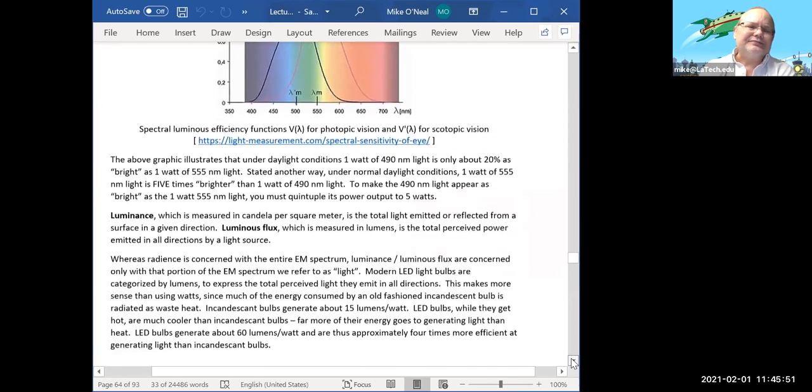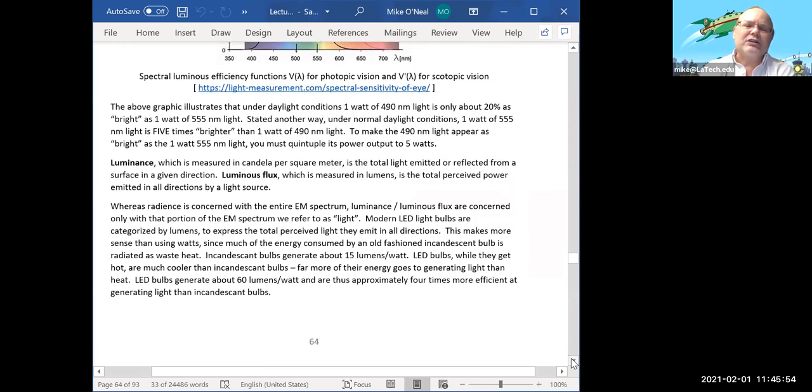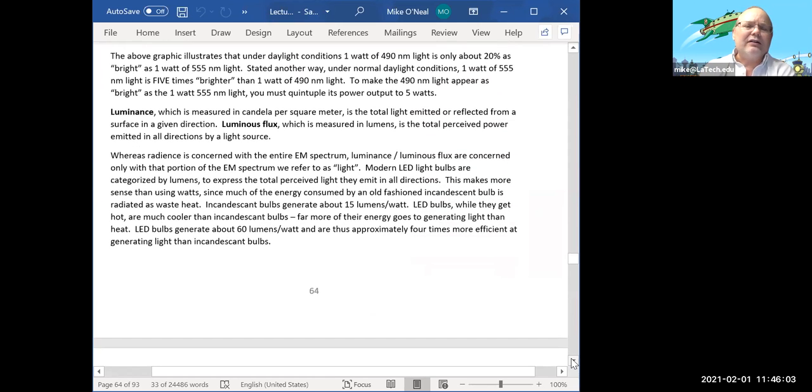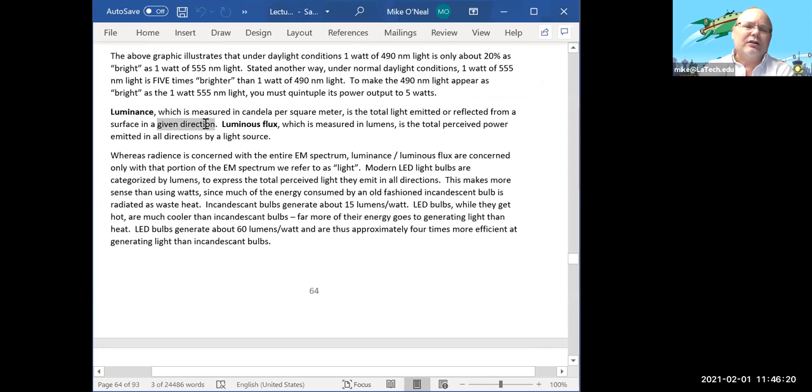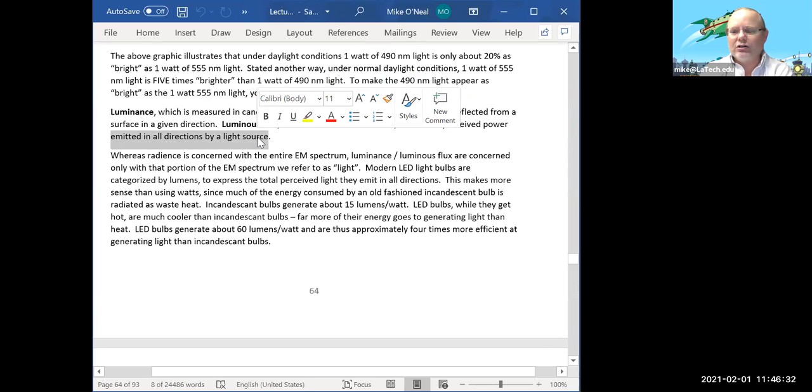Okay, so that's that. So we've talked about watts, we've talked about radiance, and we've talked about brightness. And I said there's no unit of measurement for brightness. Well, we do have something called luminance and something called luminous flux. Luminance is measured in candela per square meter, and it is the total light emitted or reflected from a surface in a given direction. Luminous flux is almost exactly the same thing, but it is that total light emitted in all directions by a light source.